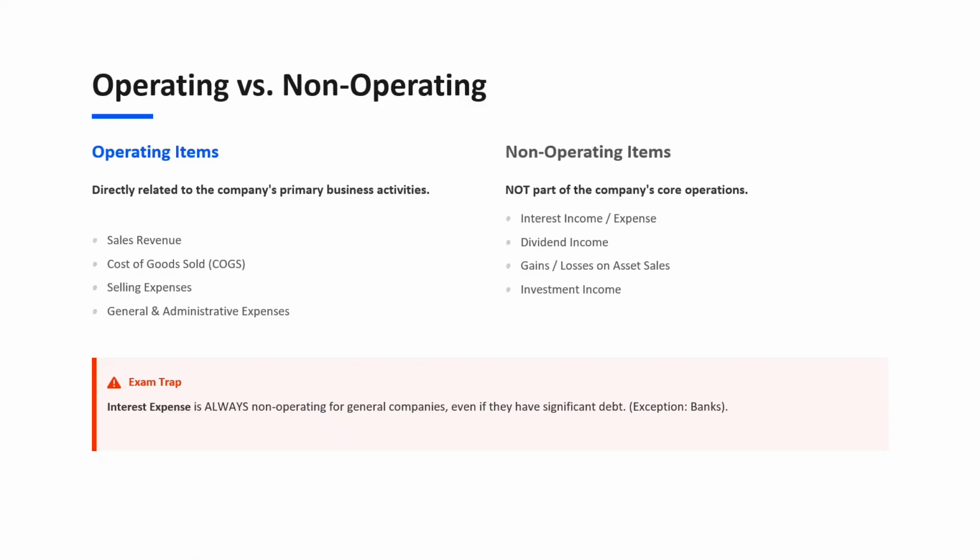A common exam trap is interest expense. We usually assume it is an operating expense, and that's a common exam trap. Interest expense is always non-operating for general companies, even if they have significant debt. The only exception here is, of course, banks. For them, it's a part of the operating expense. Now we're going to do examples.